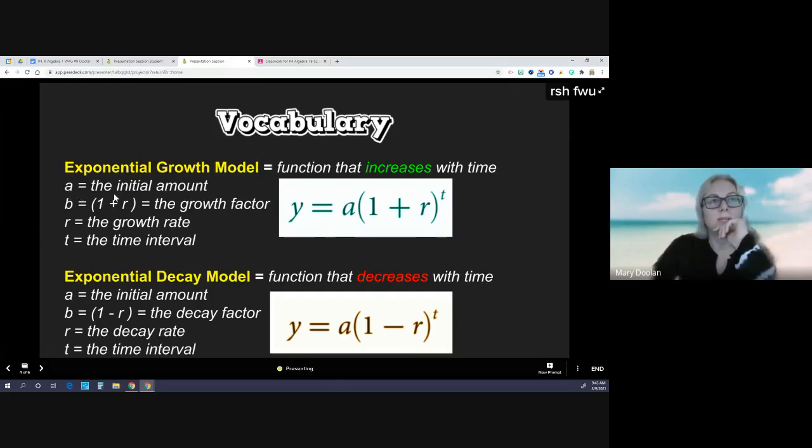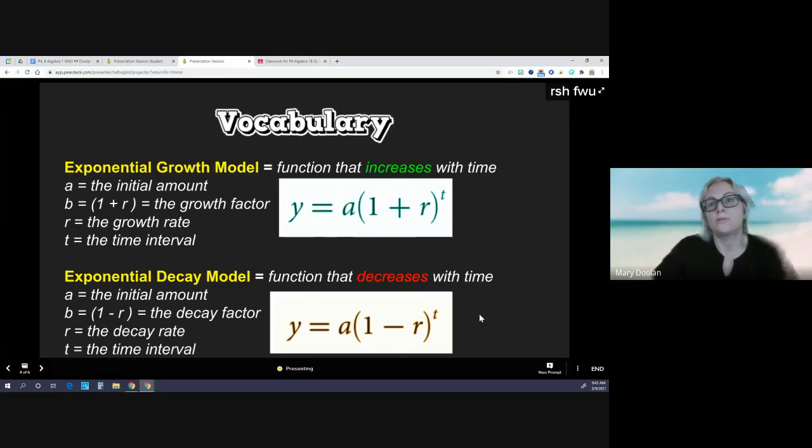A is going to represent the initial amount. B, which we would usually have in the parentheses, is now 1 plus r. And that's representing the growth factor, where r is the growth rate and t is the time interval. So over a period of time, this is what we would use when something is increasing, a function that is exponential and increasing. Conversely, if an exponential function is decreasing over time, then it is a decay model.